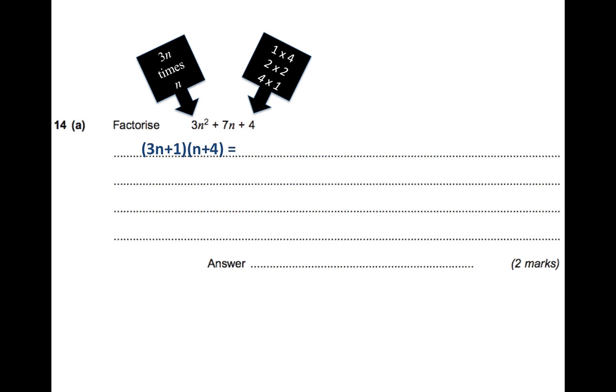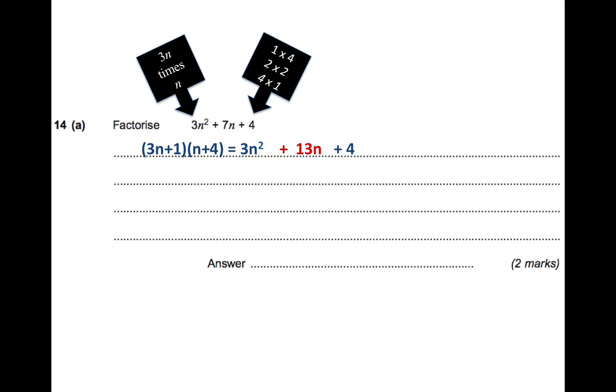So first of all, I'm going to try the 3n times the n in the first and second brackets, and then match that up with the 1 and the 4. So 3n plus 1 times n plus 4. So we know the 3n times n will give us the 3n squared. We know the 1 times the 4 will give us 4. But then when we multiply it out, we've also got 2 middle terms, because we've got the 1 times the n gives us n, and we've got 3n times 4 gives us 12n. So that multiplies out to 3n squared plus 12n plus n plus 4. The 2 middle terms, of course, go together to make 13n.